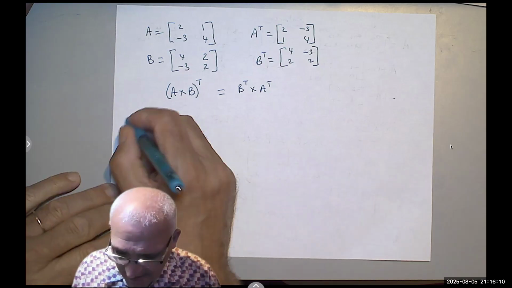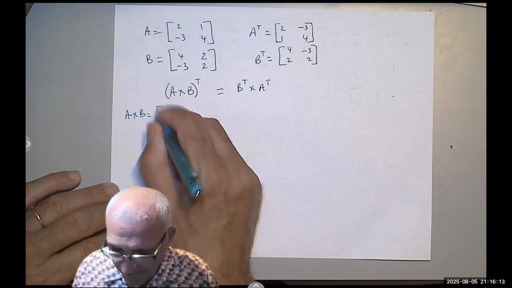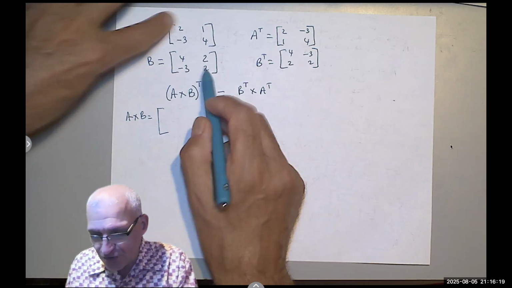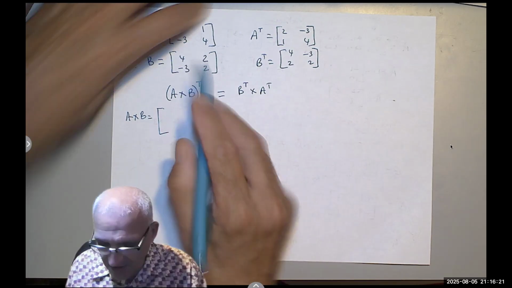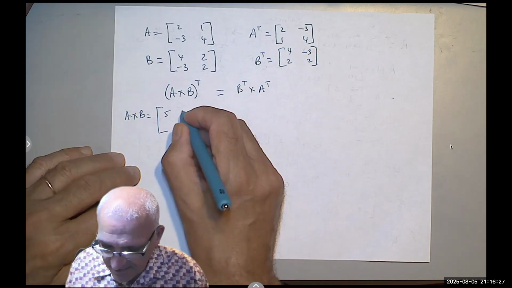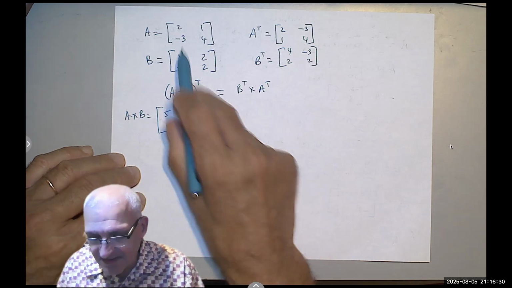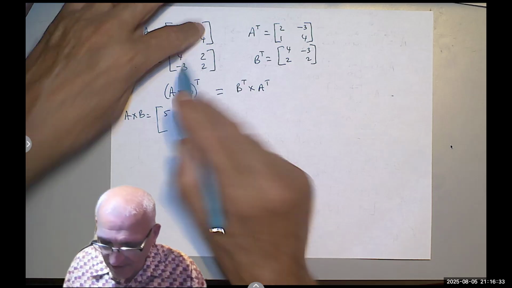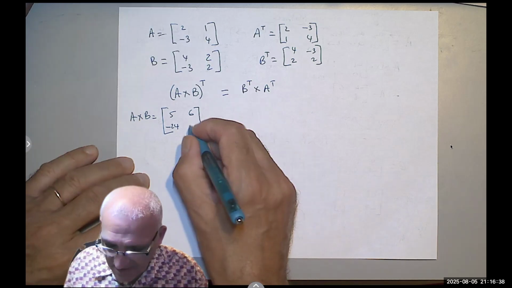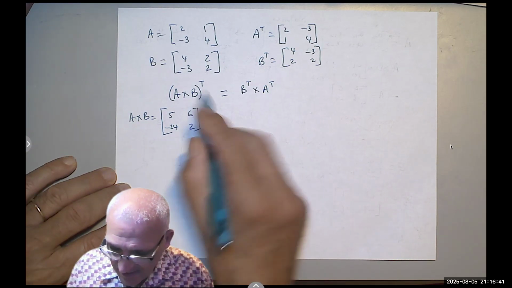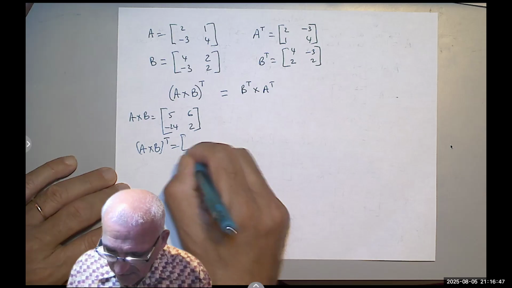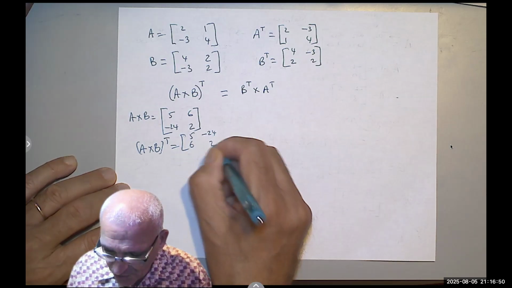Let's check. What is A times B? That shouldn't take long. So this first element is first row times first column. 8 minus 3 is 5. And then first and second, 4 and 2 is 6. Then the second and the first, you get negative 12 minus 12, which is negative 24. And then second and second, I get negative 6 plus 8, which is positive 2. So this one, A times B, would be 5, 6, negative 24, 2.